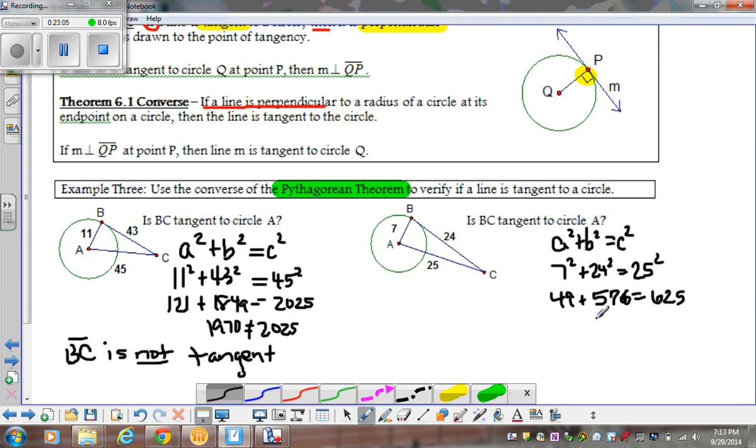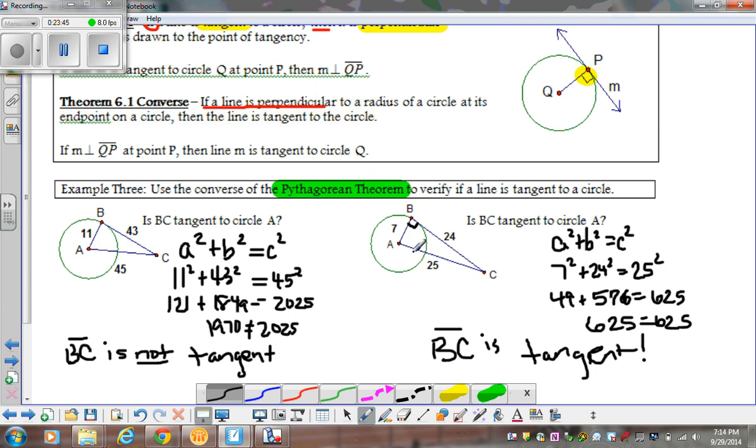If we add those up, 49 plus 576, we actually do in fact get 625. Now, last time I checked, and it's been a while, but I'm pretty sure 625 is equal to 625, which means Pythagorean theorem worked, which means BC is perpendicular to AB, which in fact means BC is tangent. Ooh. BC is tangent to circle A. And typically, guys, when they name circles, they name them based off of their center point.